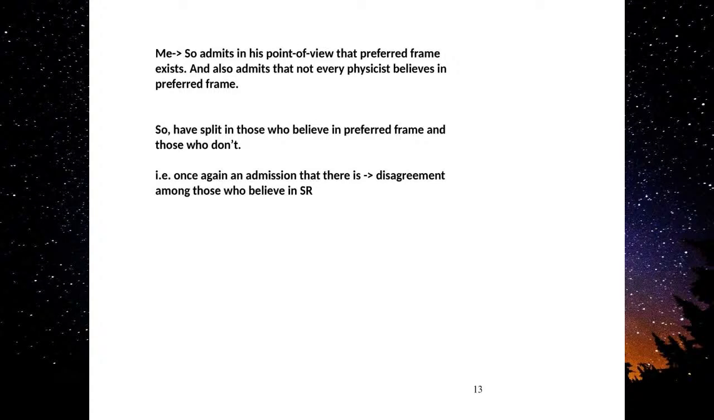So he admits in his point of view that a preferred frame exists, and that's in the context of Einstein's relativity, and also admits that not every physicist believes in a preferred frame. So it's presenting once again an example of the split of those who believe in a preferred frame and those who don't. And once again, it's an admission that there's not agreement, that there is disagreement in what people believe in special relativity.